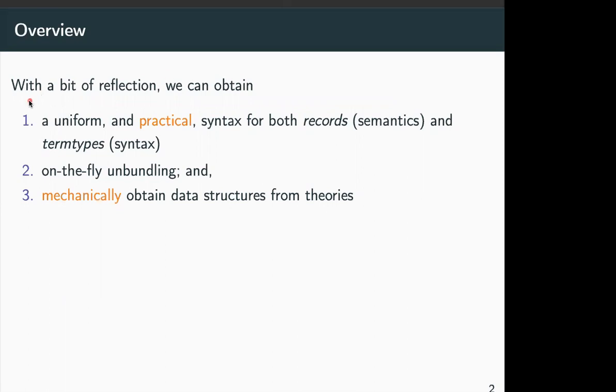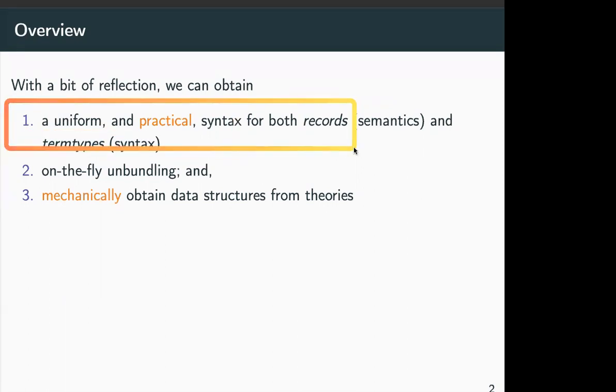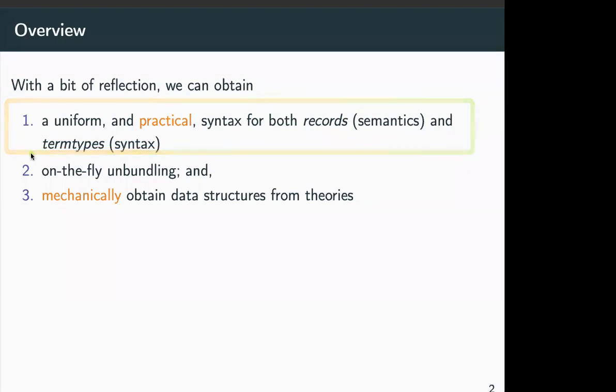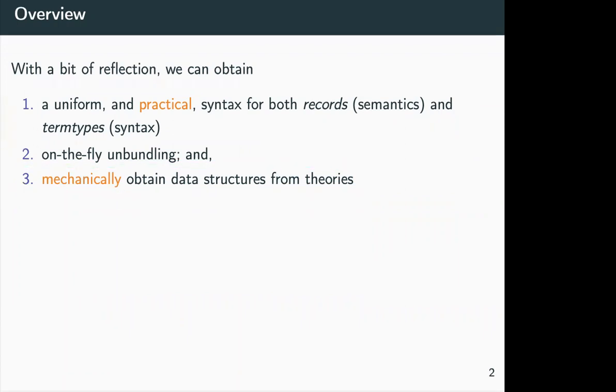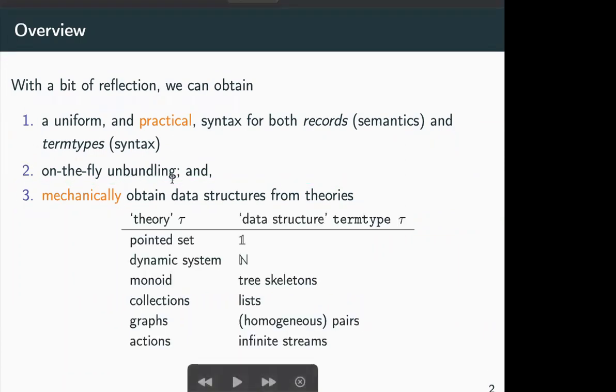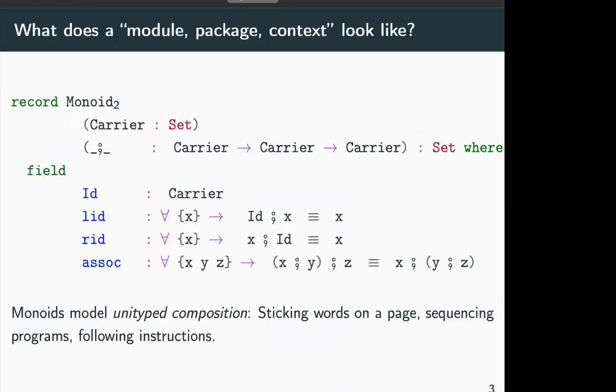First off, you'll see that there's a uniform syntax for record types and term types. Don't worry if you don't know what that means; we'll get to it in time. We'll solve something called the unbundling problem. And we'll see that we can mechanically generate useful data structures for programming by using mathematical theories. In particular, you'll see things such as pointed sets giving us unit types, or lists arising from collections. So a lot of fun stuff to get to see, hopefully.